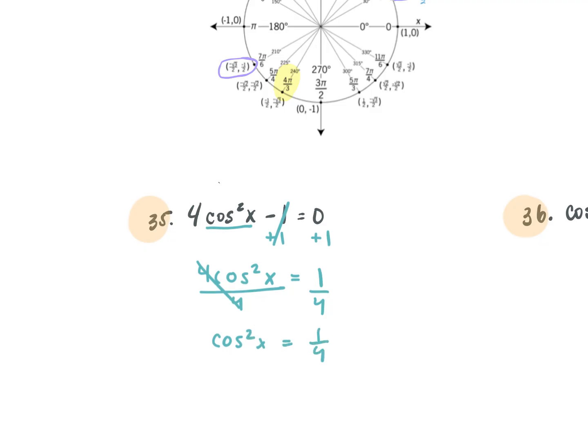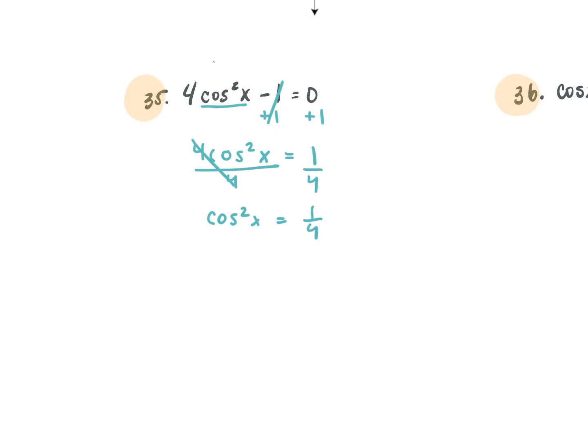How would we get rid of the squared part? Square root both sides. What do we have to remember to do when we take the square root of both sides? Plus or minus. Now we can think about this as the square root of 1 over the square root of 4. What's the square root of 1? 1. And what's the square root of 4? 2. So this would be plus or minus 1/2.